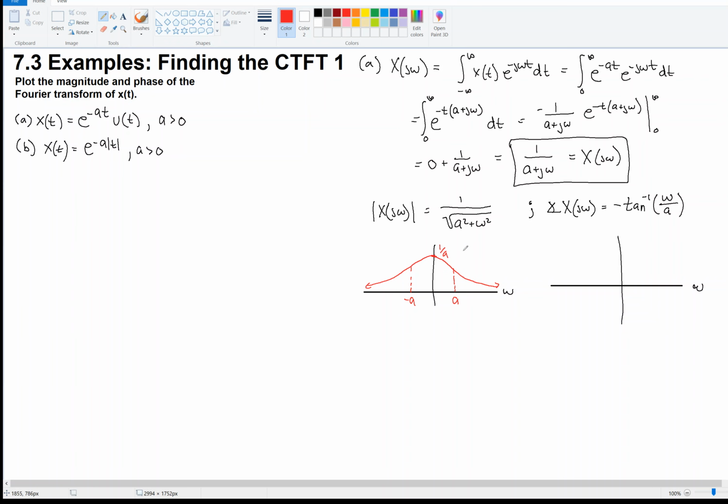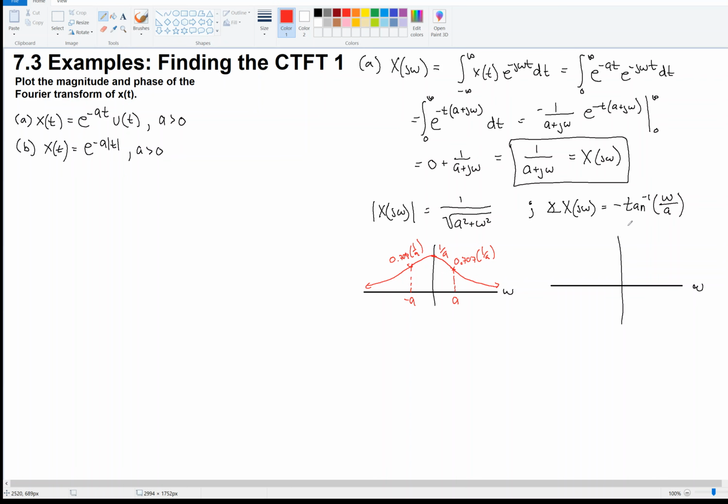And 1 over a is the maximum, and 1 over root 2 is 0.707, which we've mentioned before. And so this is 0.707 times 1 over a. So that's actually an important point, and this is a similar point over here. That's an important point for this plot. So I'll just label that there. That's 0.707 times the maximum. So that's where it drops off by a factor of 0.707. And I'm not going to say too much more about that.